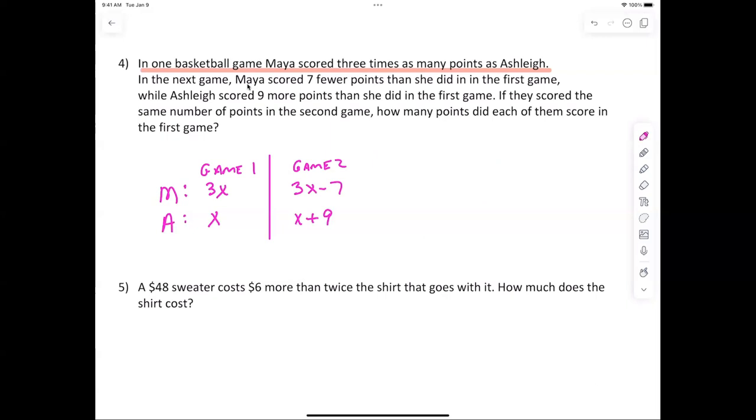Now we got everything organized. It says, if they scored the same number of points in the second game. They scored the same number. So how many points did Maya score in the second game? She scored 3x minus 7. How many did Ashley score? So what do I do with those two expressions? Put them together and say what? They are what?